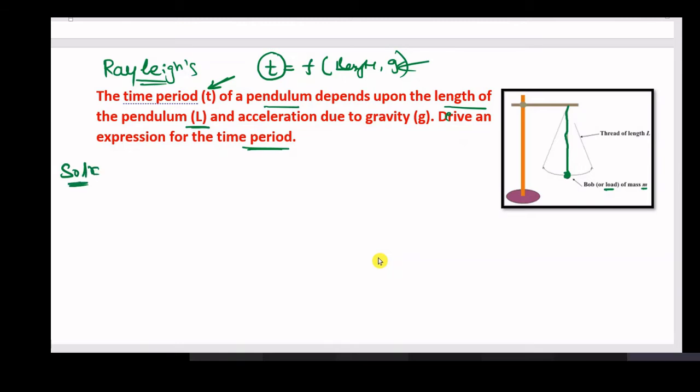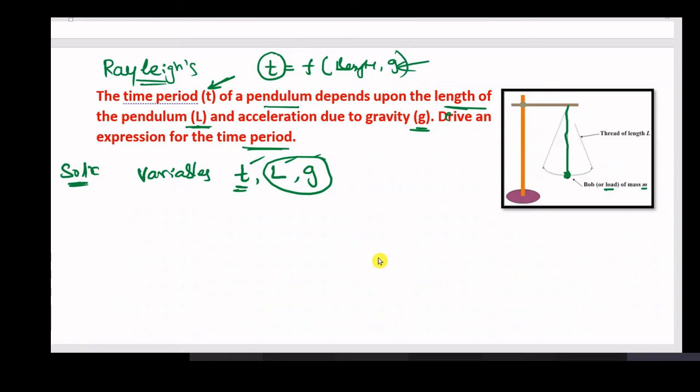Solution. So how many variables have they given? There are 3 variables in total. I will write the variables. Time period is 1 variable, length is 1 variable, and acceleration due to gravity is another. There are total 3 variables. Out of 3, these 2 are independent variables. T is the dependent variable because time T depends on length and acceleration due to gravity.